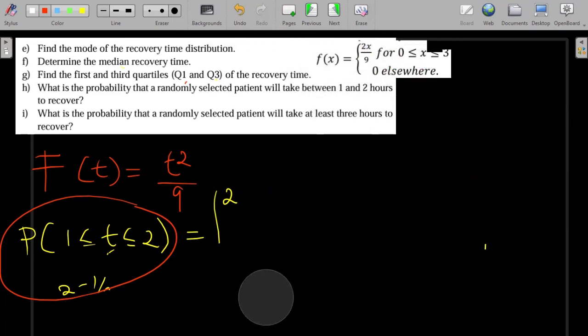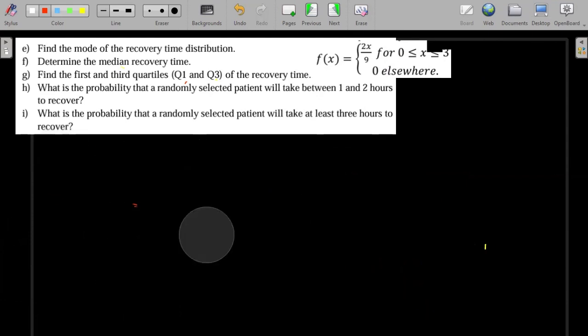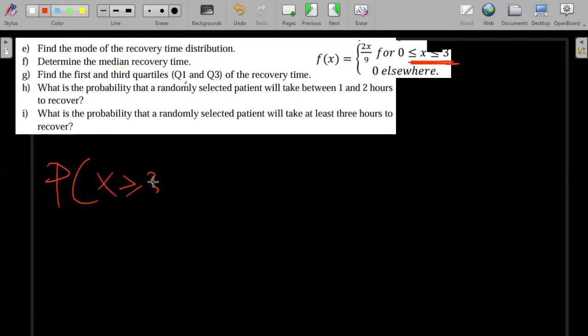All right, so let's look at the last question on this set of questions that we are solving. So we're now looking at I. They're asking, what is the probability that a randomly selected patient will take at least 3 hours to recover? At least means 3 hours or more. But we see from our interval here that the highest value we can go is 3. Here they are asking us to find the probability that x is greater than or equal to 3, because this is what it means to be at least.